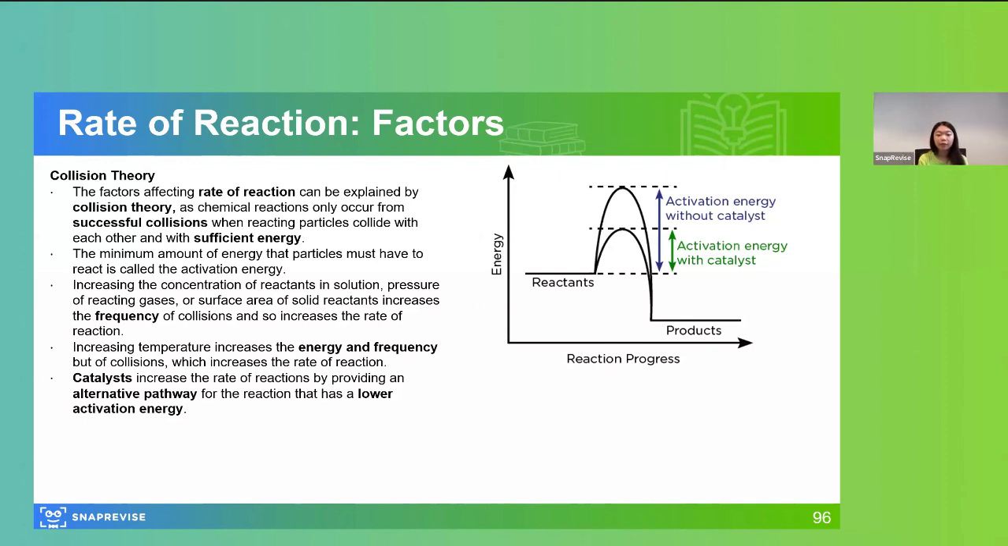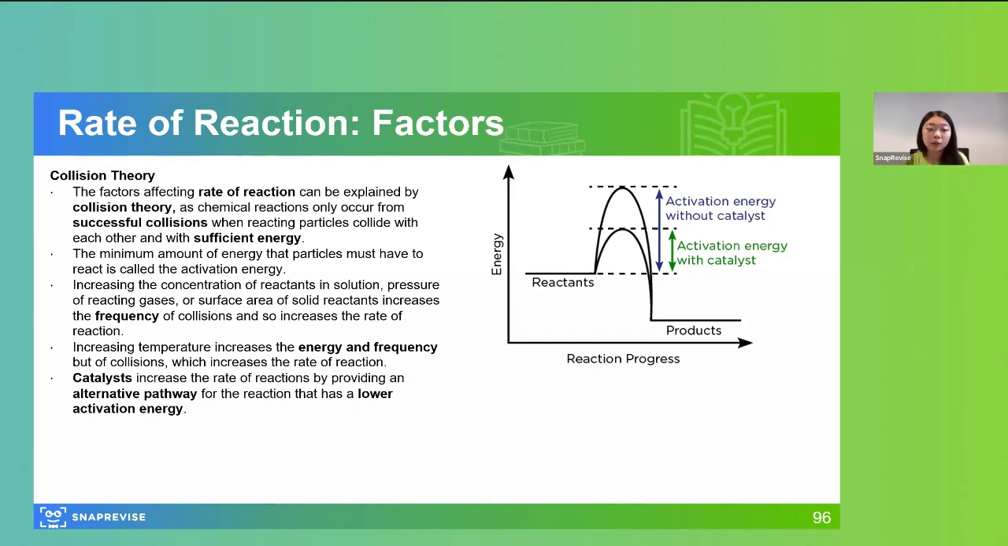Increasing the concentration of reactants in solution is going to increase the frequency of collisions. Same thing with increasing pressure and increasing the surface area. To understand this, increasing the concentration means there are more particles, which more easily collide with each other. Pressure, again, you're going to be hitting the wall more often, more collisions, more rate of reaction. Same thing with surface area, more collisions. All of it's just increasing the collisions.